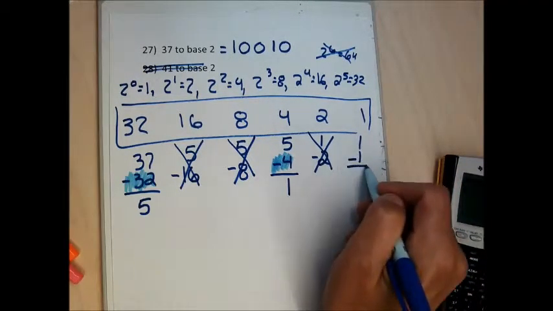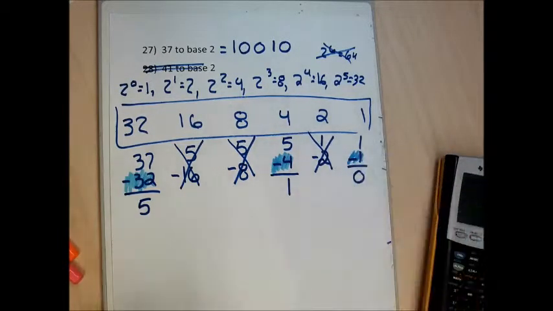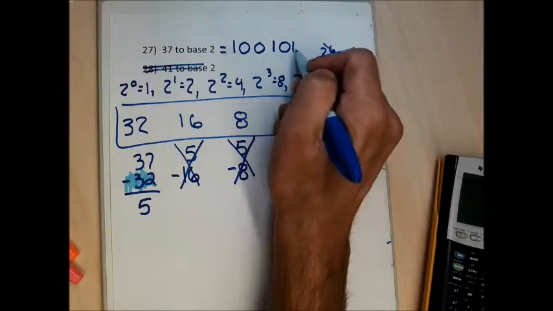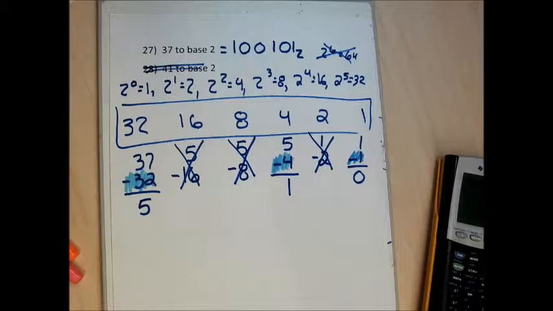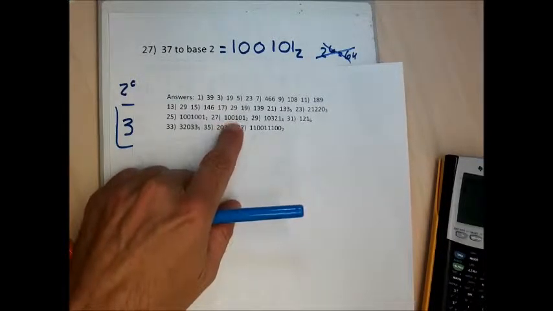And 1 minus 1 is 0. I'm at 0. I've used up all the powers I need to do. The last number I get in my answer is a 1. And I need to have a base 2. So my answer to problem 27 is going to be 100101 base 2.